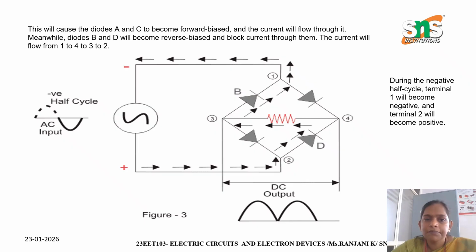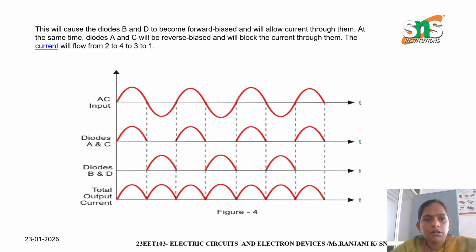During the negative half cycle, terminal 1 becomes negative and terminal 2 becomes positive. This causes diodes B and D to be forward biased and allows the current to flow through them. At the same time, diodes A and C will be reverse biased and block the current. This is the waveform for the AC input, diodes A and C, diodes B and D, and the total output current.